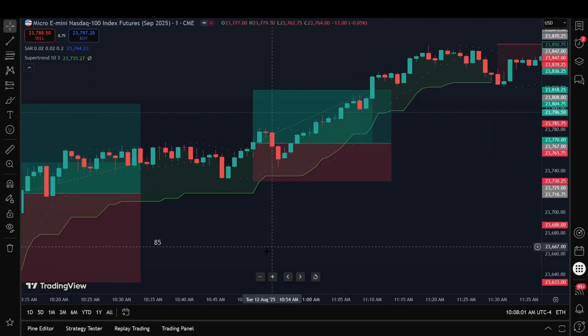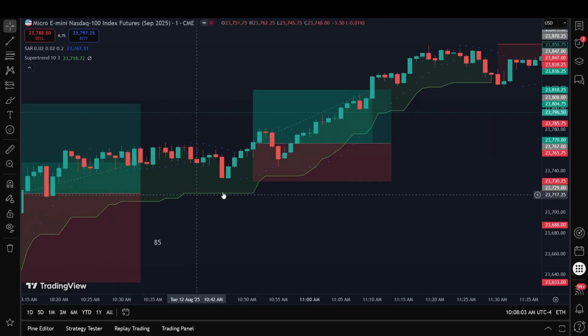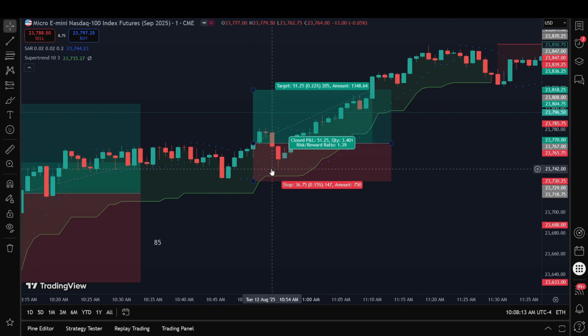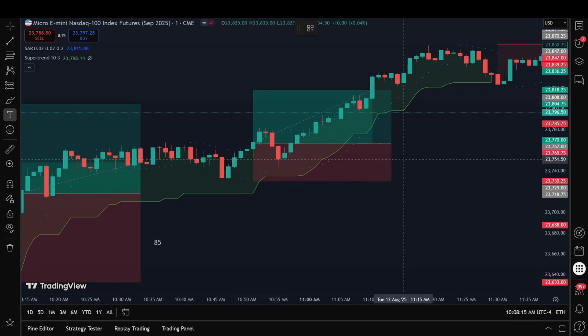Here's a nice pullback. You got your Supertrend, stays the same. Opposite signal here, boom. Signal is above here. You take it for a 1-to-1, another 36 points.